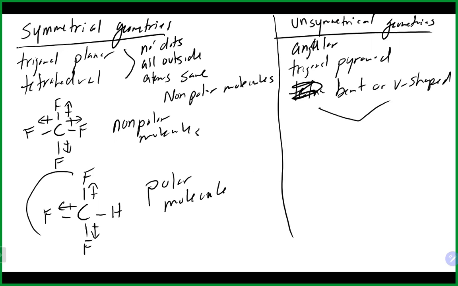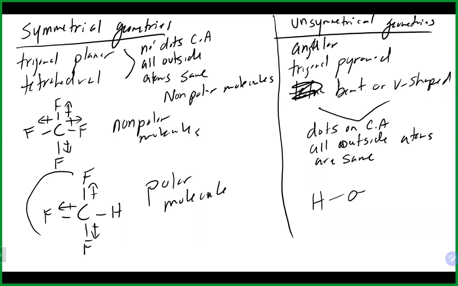When you draw your Lewis structure, you got dots, and all the outside atoms are the same. So dots on the central atom, no dots on the central atom on this one. So when we do look at water, basically we see dots, we see everybody on the outside is the same. It's going to be polar. It will always lead us usually to a polar type molecule.